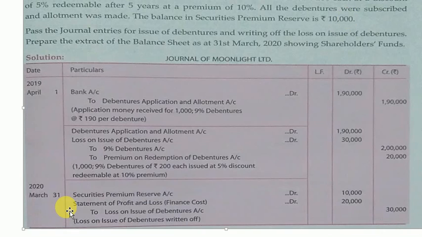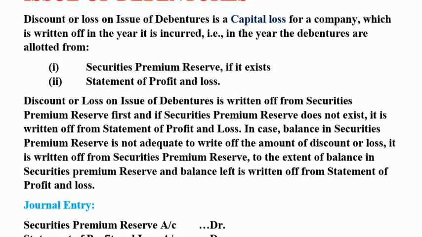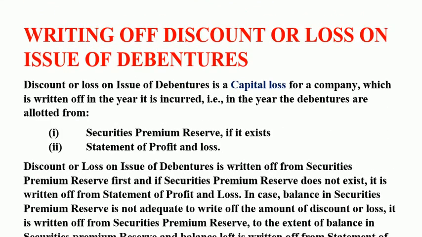So the general entry, again I am repeating: securities premium reserve account debit, statement of profit and loss debit, to loss on issue of debentures account, that is 10,000, 20,000 and 30,000. I hope this is clear to you all how to write off the loss on issue of debentures account. So this is the end of today's video. I hope you all have understood the process of writing off loss on issue of debentures.